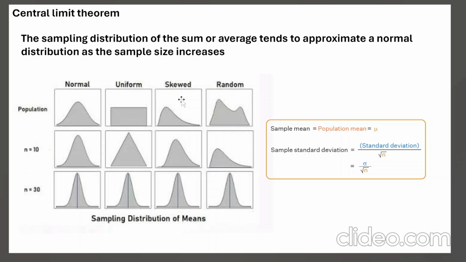So when can we approximate a distribution to be normal? Even the binomial distribution can be approximated to a normal distribution when the sample size is greater than or equal to 30. You can consider even a binomial distribution as a normal distribution.